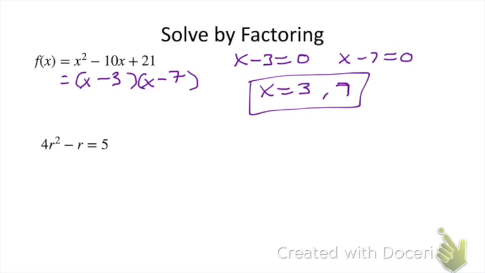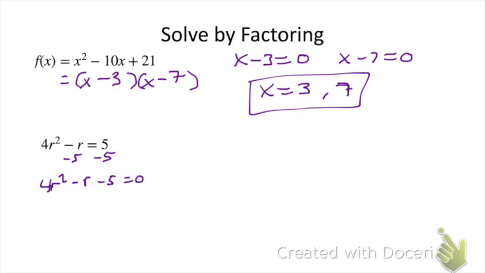Those are my solutions for solving by factoring. So the next one, we're going to also solve by factoring. We need to move the 5 over first. So we have 4r squared minus r minus 5 equals 0.